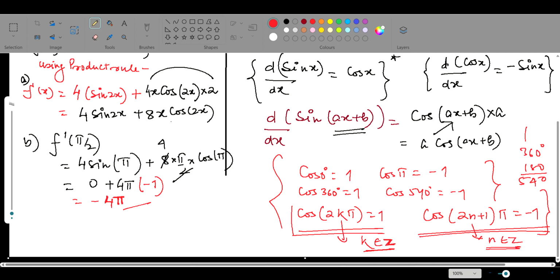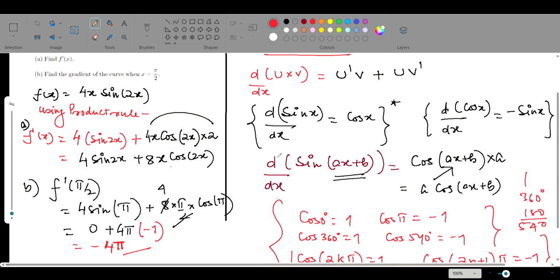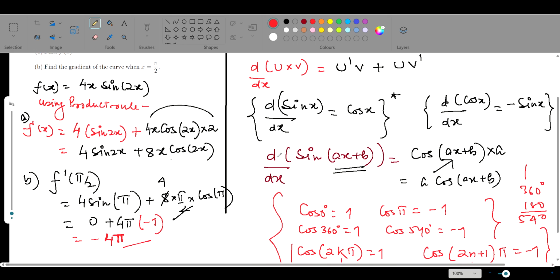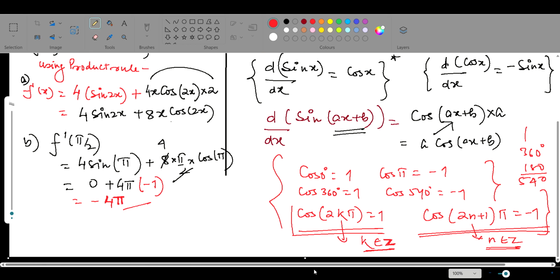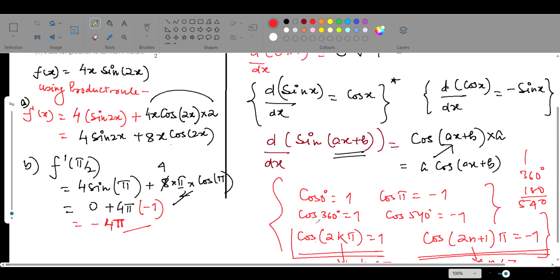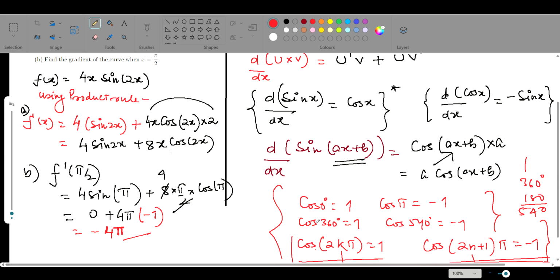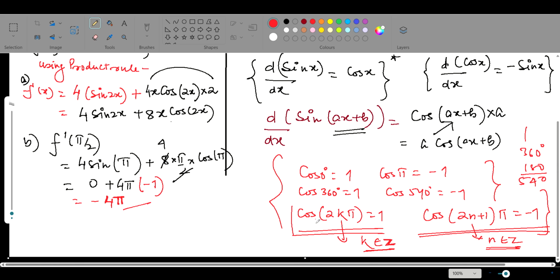And cos of even multiples equals 1. And how about the second? Like cos 90. Cos 90 is 0.